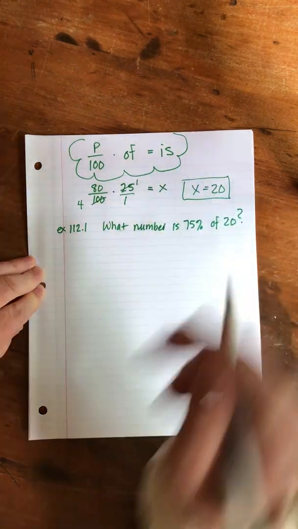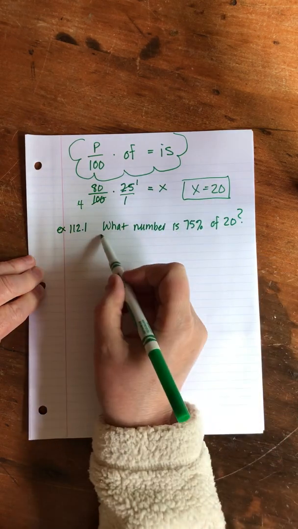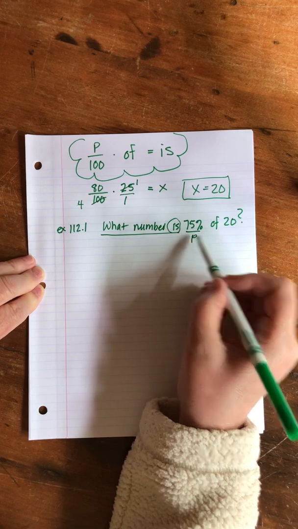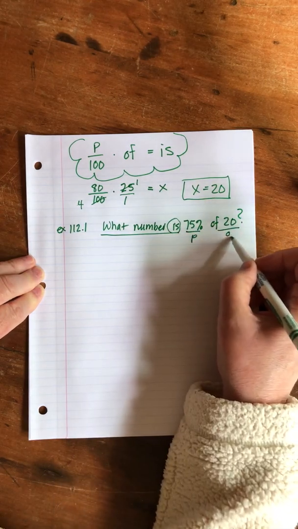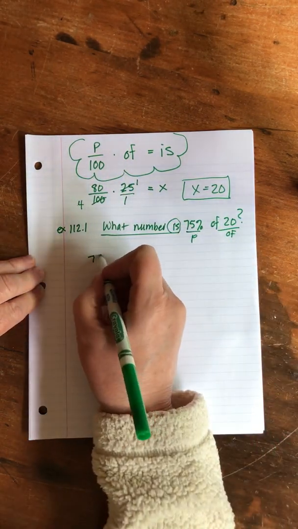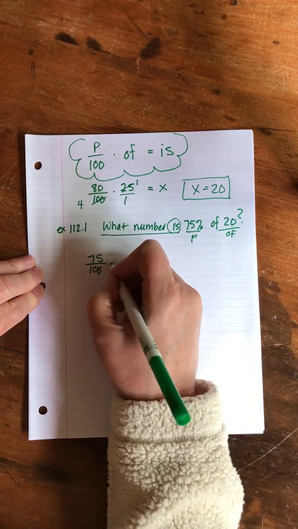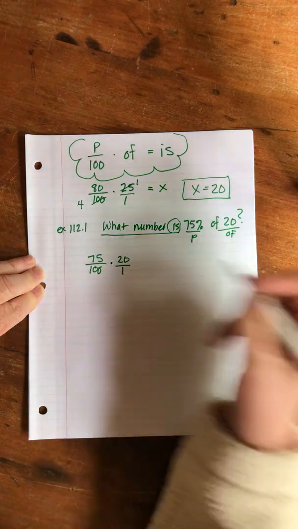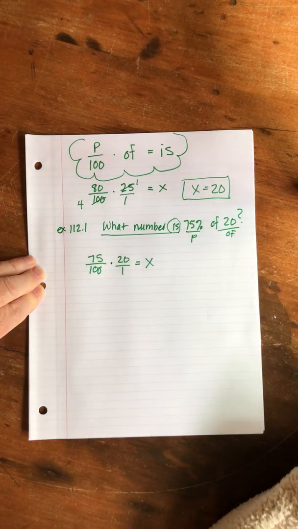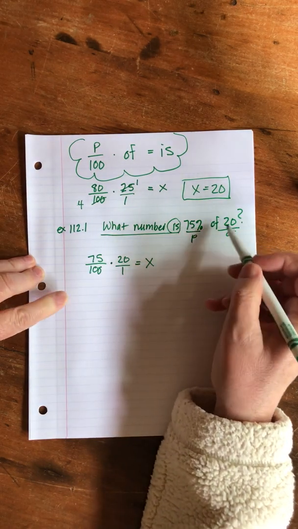Okay, so now we're going to use our "of" and "is" ideas. What number is... that's the mystery. There's our percentage of 20. So this is our "of" number. Now what we can do is fill this in. Percentage, 75 over 100, of 20. So times 20, put it over 1, equals, and then what number? We can use X as our mystery. Make sense? What number is 75% of 20?